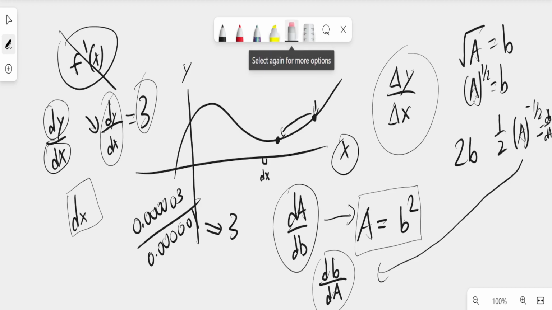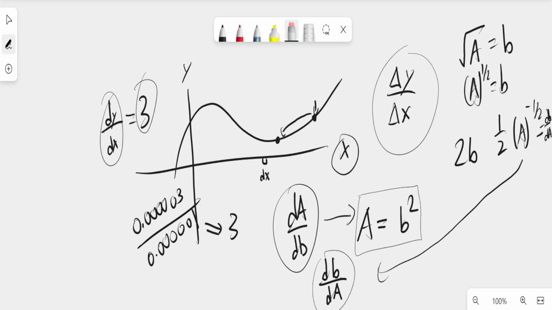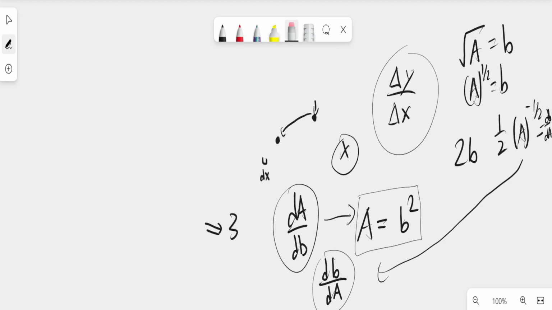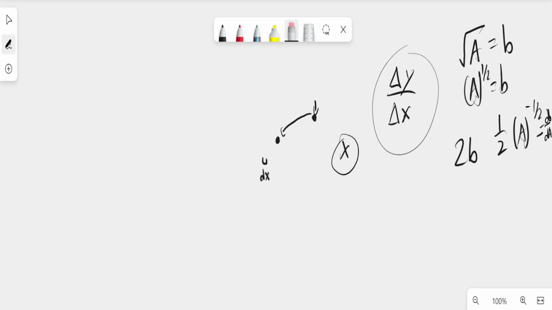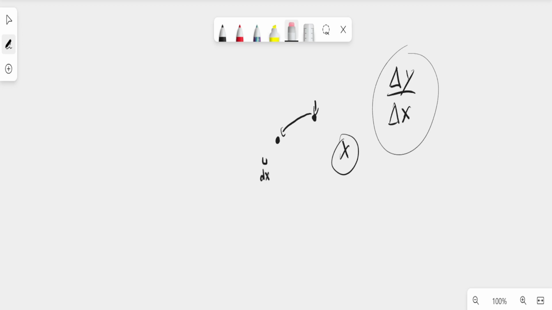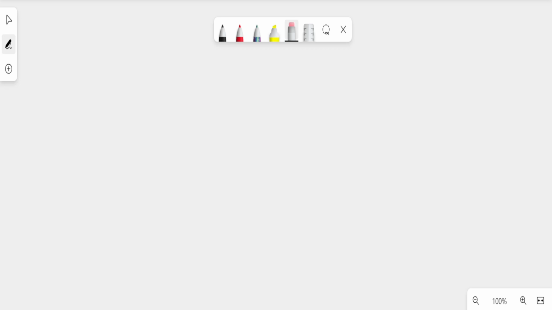Let's clear this. There's another way to take derivatives, and Mr. Shao hasn't taught you this yet, but I think this will help further your understanding of derivatives, and it's honestly not too bad.